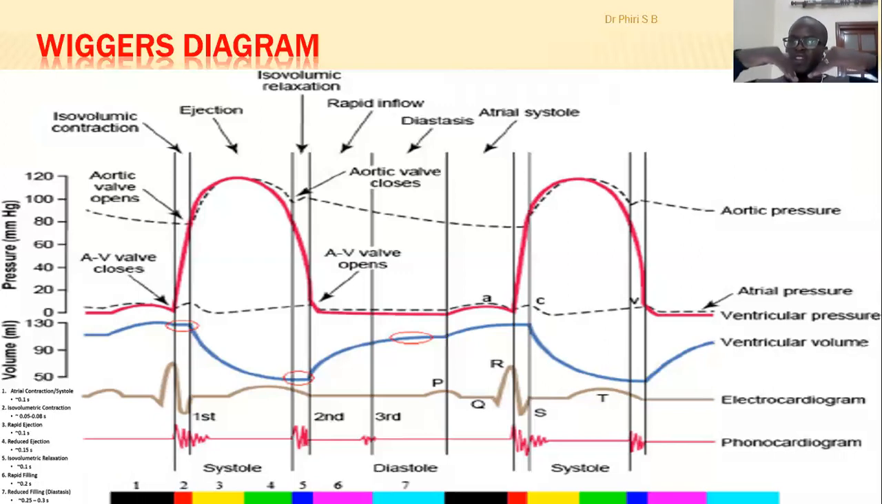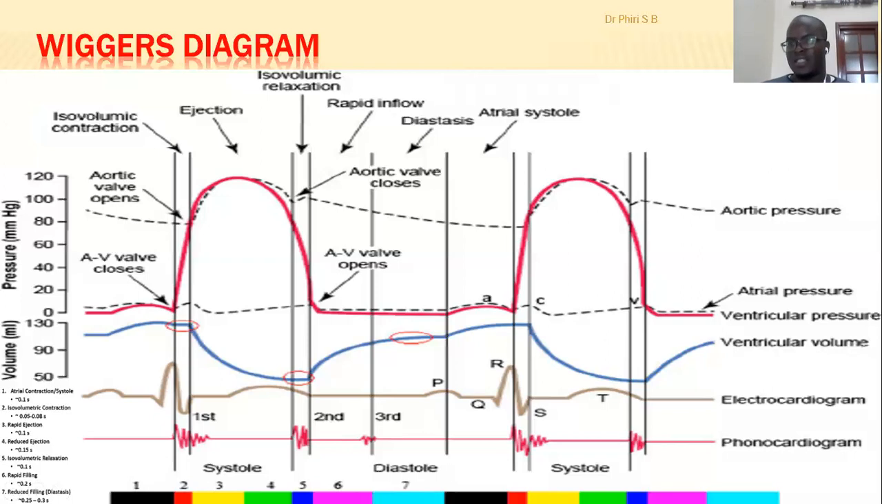So as the AV valves are closing, they will bulge into the atria, but they'll be pulled by the chordae tendineae fibers. Then these chordae tendineae are connected to the papillary muscles. So as they are closing, they will bulge into the atria. As they are bulging into the atria, they will produce a wave, which is called the C wave. This is the C wave you're seeing here. After they close, the atrial pressure will now reduce.